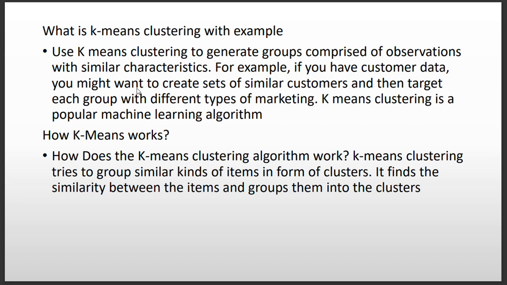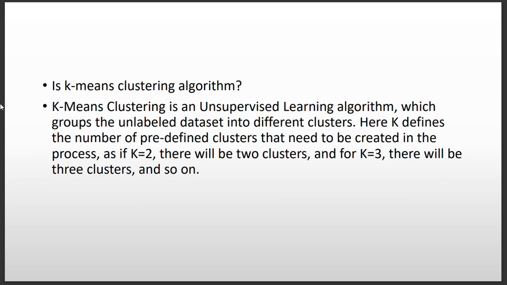It will categorize something like populations of data. How does the k-means clustering algorithm work? K-means clustering tries to group similar kinds of items to form clusters. It finds the similarity between the items and groups them into clusters. K-means clustering is an unsupervised learning algorithm which groups the unlabeled data into different clusters. Here K means the number of predefined clusters that need to be created in the process. If K is 2, there will be two clusters, and if 3, there will be three clusters, and so on.